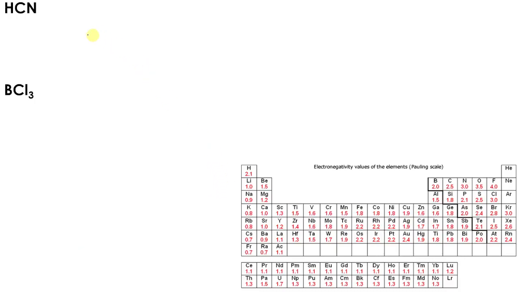Let's continue with HCN and BCl3. HCN, that is hydrogen, carbon, and nitrogen. The electron dot structure for this is this one. And for the shape of HCN, that is actually linear.